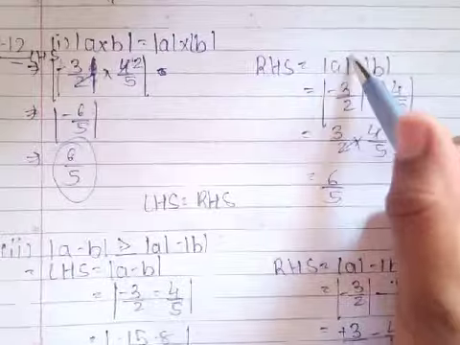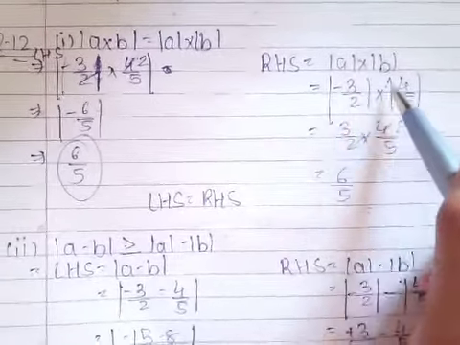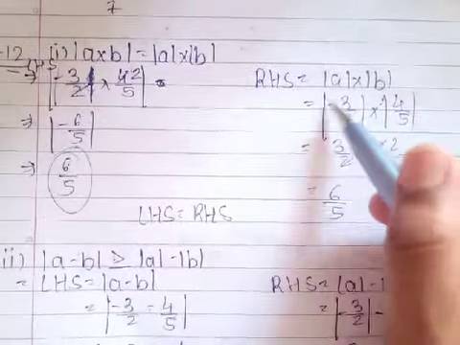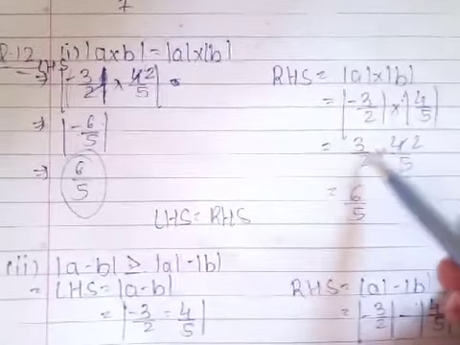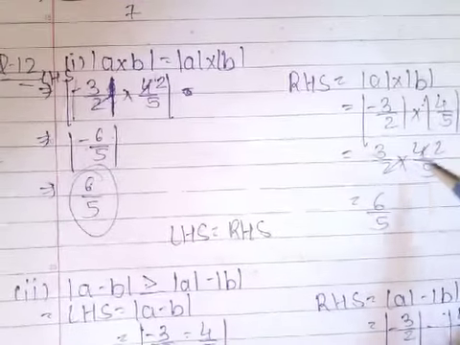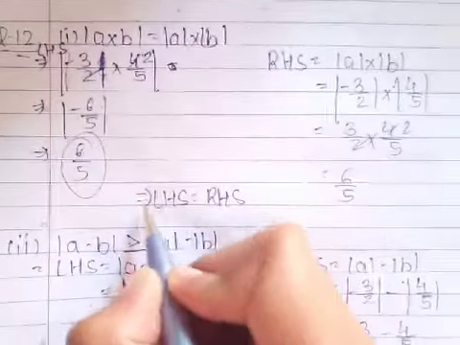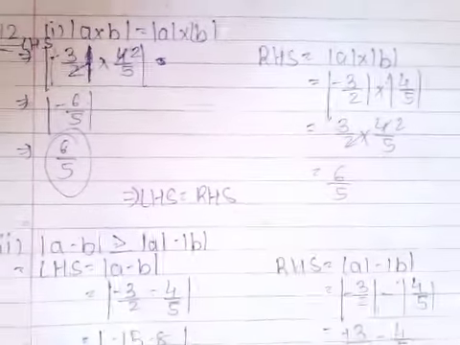RHS, mod A into mod B. A is minus 3 by 2 and B is 4 by 5. If you remove the mod, it will become 3 by 2 into 4 by 5. 2 2s are 4, 3 2s are 6, the denominator is 5. So which implies that LHS is equal to RHS.